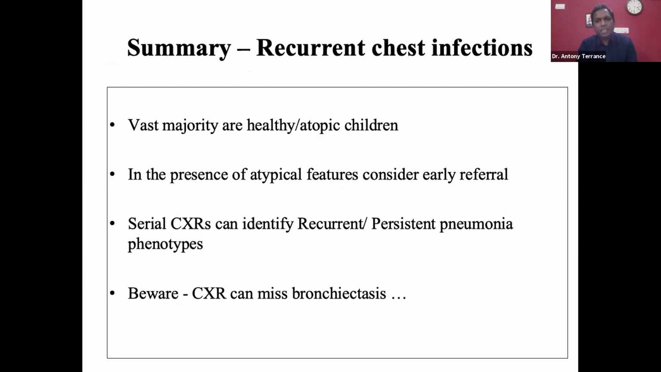In summarizing, recurrent respiratory infections are quite common in children. It's very important to note that the vast majority of children are going to be healthy and atopic children. It can be managed at primary care. But when you find atypical features, you have to make an early referral. Serial X-rays will help us in identifying clinical syndromes. And when you identify clinical syndromes, you have to go in a systematic manner, and you should have a checklist like what I had. And when you have recurrent respiratory infections and atypical features like wet cough, even if the X-ray is normal, you should not be reassured. You can miss airway diseases like bronchiectasis, which can be easily reversed when identified very early.